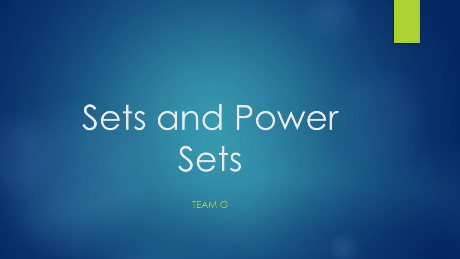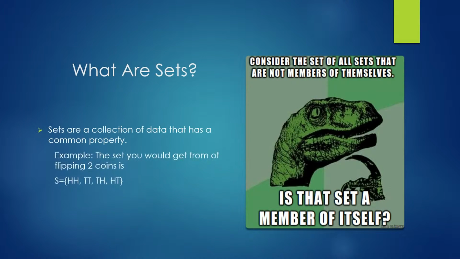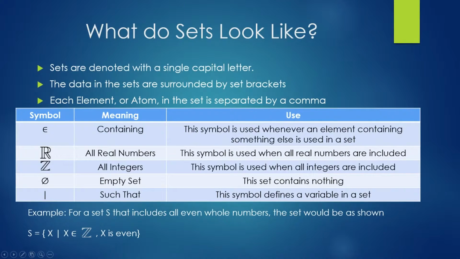First off, what exactly is a set? A set is represented by a collection of data that has a common property. For instance, the faces on a coin, integers, characters, anything of that nature as long as it's uniform. And each member of a set is called an element. Sets are typically denoted by a single capital letter, with the elements surrounded by brackets and separated by commas.